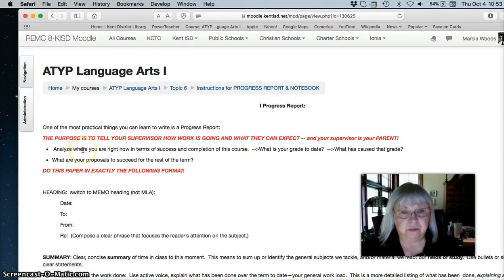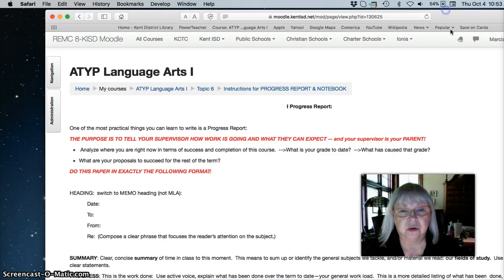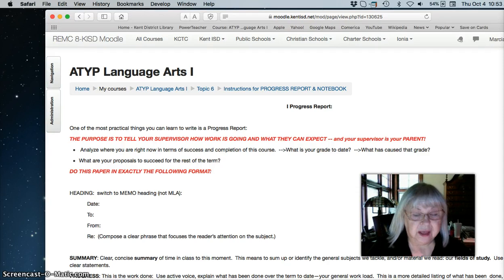The purpose of this progress report is to tell your supervisor, which is your parent, how work in ATIP is going and what they can expect from you. In this paper, you also mention any problems that you are having and your potential solution. It just assures them you're in charge, you know what's going on.